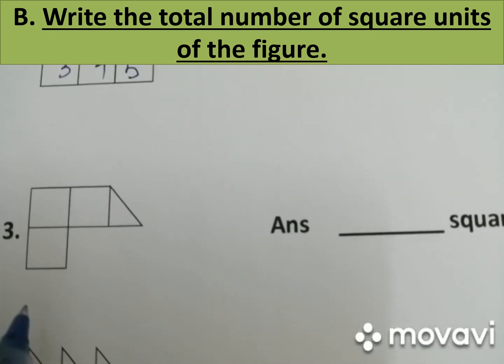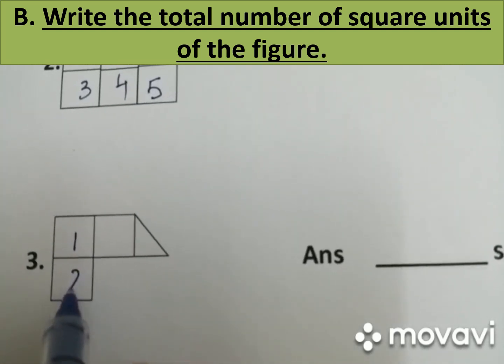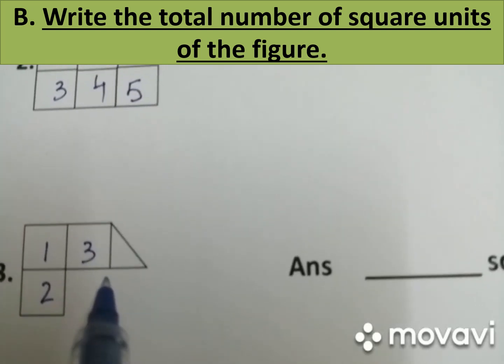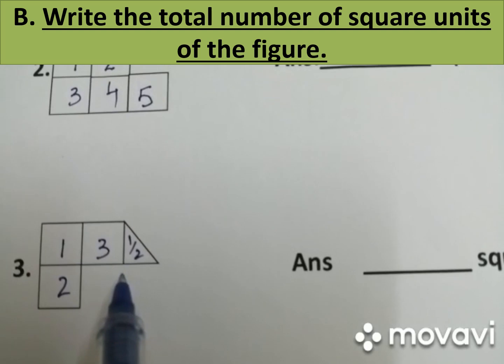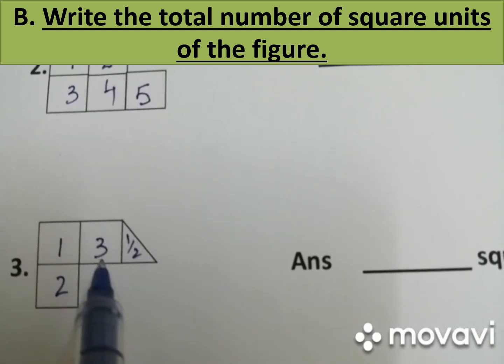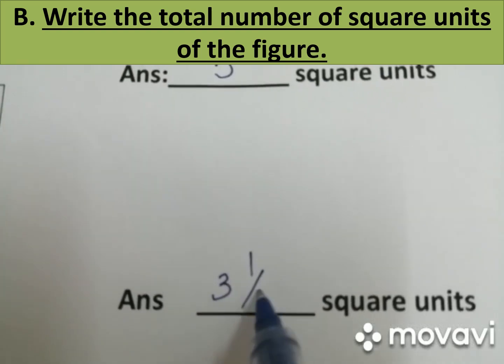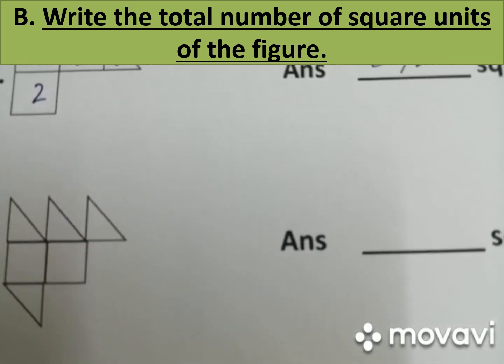Now let's count this one. See, 1, 2, 3, and what is this? Only a half triangle. So we can write here half. That means how many square units are here? Exactly 3.5. Very good. So now see, let's do another part.